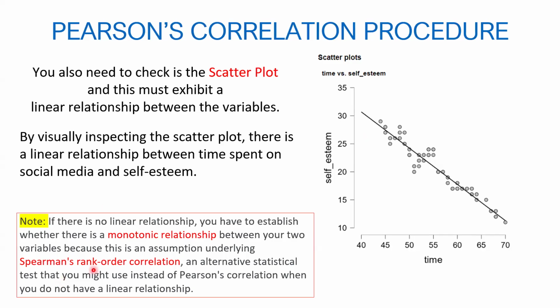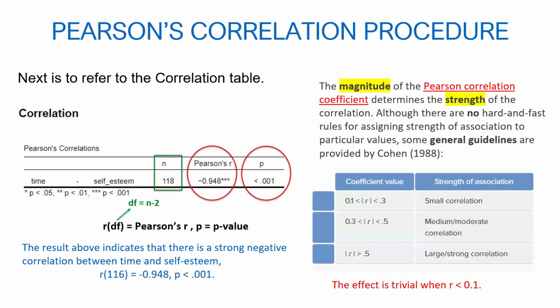Take note, if there is no linear relationship, you have to establish whether there is a monotonic trend or relationship between your two variables, because this is an assumption for the use of the Spearman rank order correlation, which is our alternative statistical test that you might use instead of the Pearson's correlation when you do not have a linear relationship. The next one that you're going to look at is the correlation table.